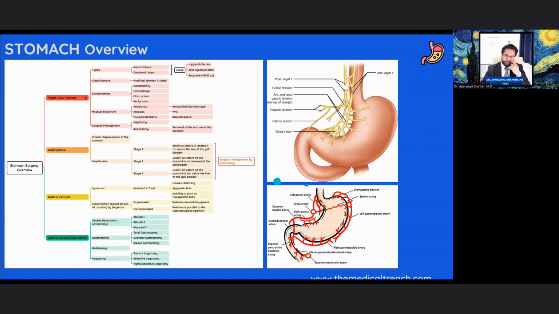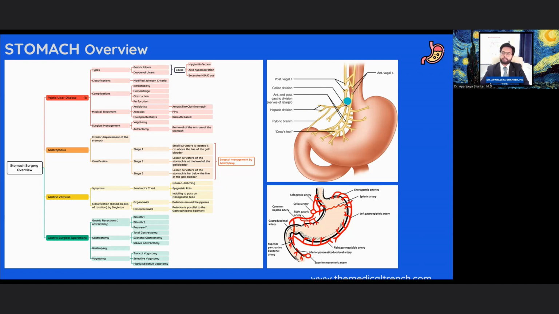Now, on the right-hand side of your screen, you will see this image here, which is the vagal nerve innervation of the stomach. And in this image, you can see that the vagal trunk, essentially the vagus nerve, divides into an anterior and posterior trunk as it goes down the esophagus and passes via the diaphragmatic hiatus, right? And so when it passes past the diaphragm, it has two branches, essentially, the anterior branch and the posterior branch.